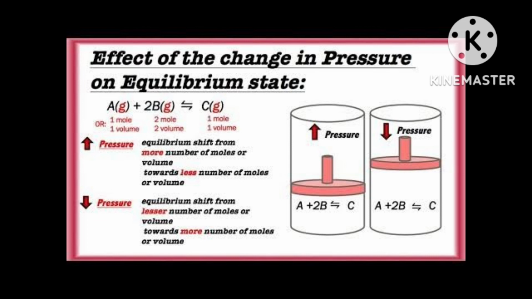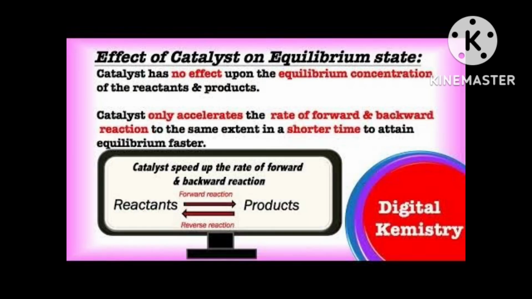By changing their original path. If a catalyst is there, then they will follow another path which requires less heat, less temperature. By changing their path, the catalyst has a role there, not at equilibrium. There is no effect of catalyst on equilibrium. The catalyst will not disturb the equilibrium.